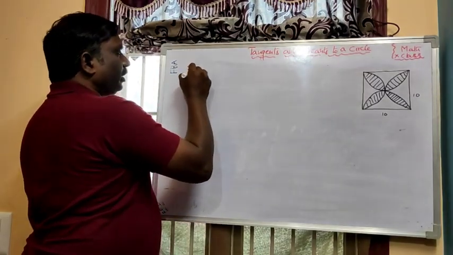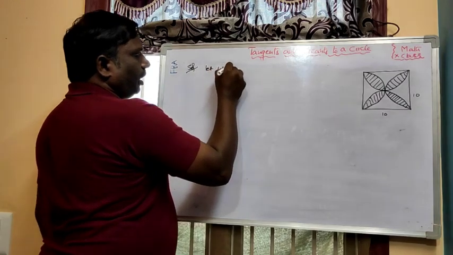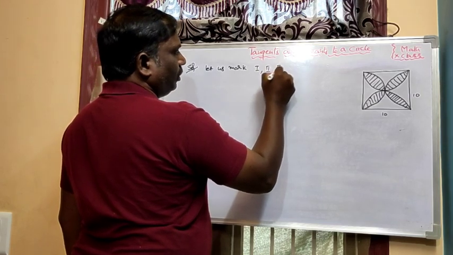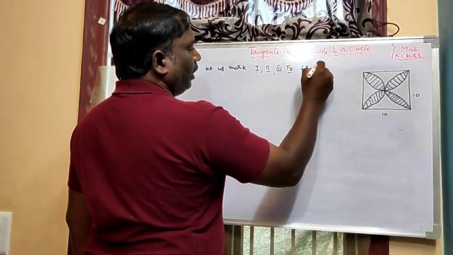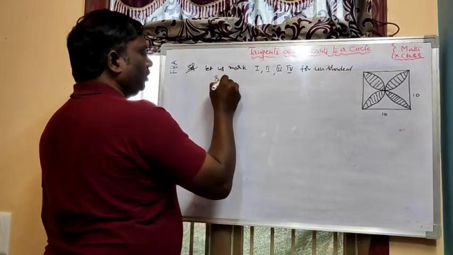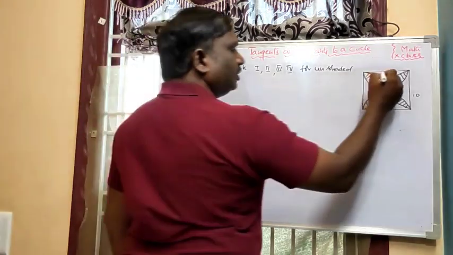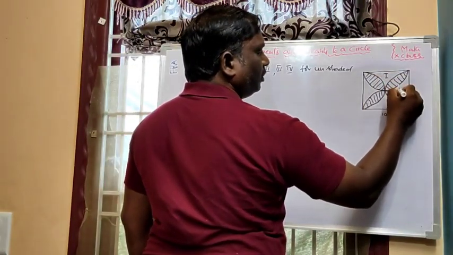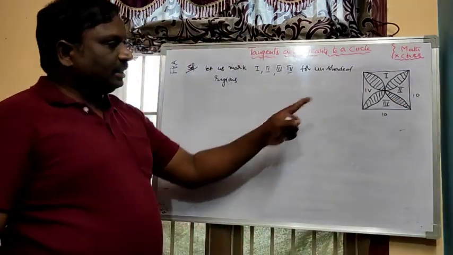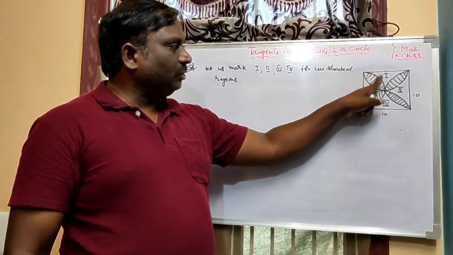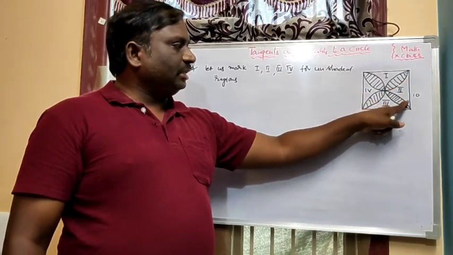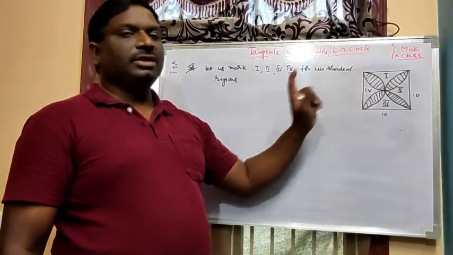Now let us mark 1, 2, 3, 4 for the unshaded regions. This is 1, this is 2, this is 3, and this is 4. So in this diagram, wherever there is an unshaded region, that place only I am marking. This is unshaded region 1. This is unshaded region 2. Unshaded region 3. Unshaded region 4.